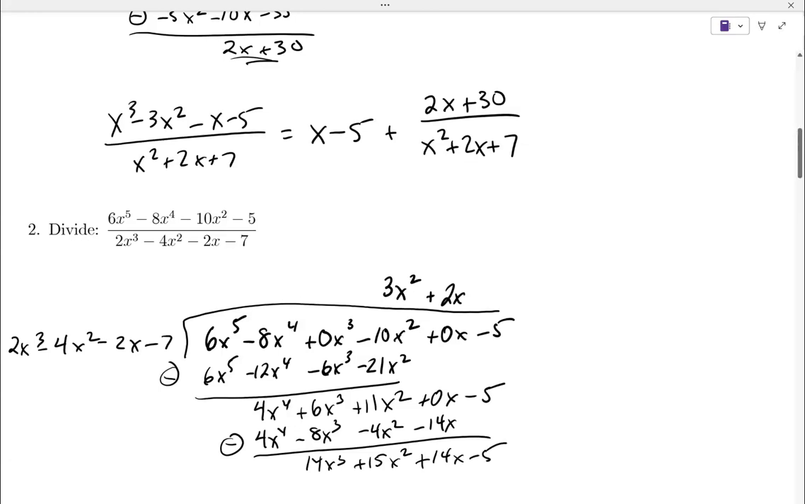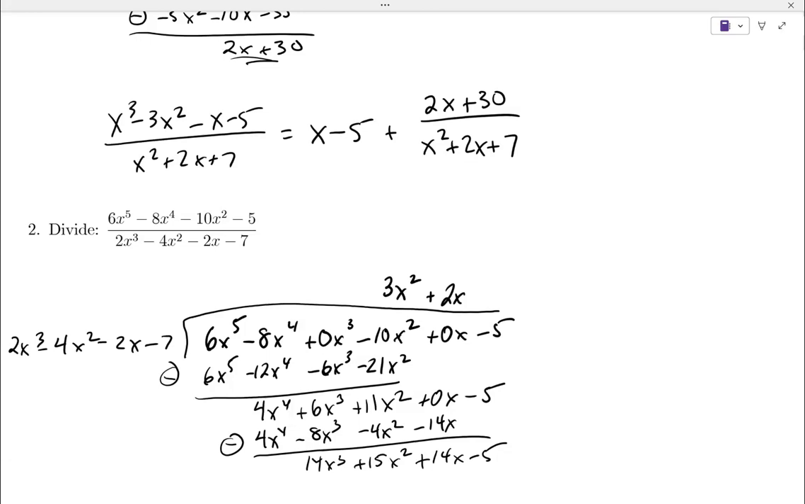Exactly right. So the 6x cubed minus a minus 8x cubed gives us the 14x cubed. 11x squared minus a minus 4x squared gives us 15x squared. 0x minus a minus 14x gives us a plus 14x. And then we drop the minus 5 down again. We haven't done anything with it yet. Is that okay?